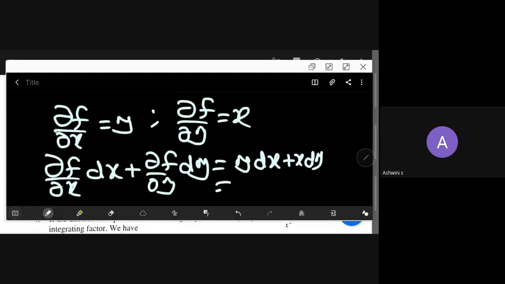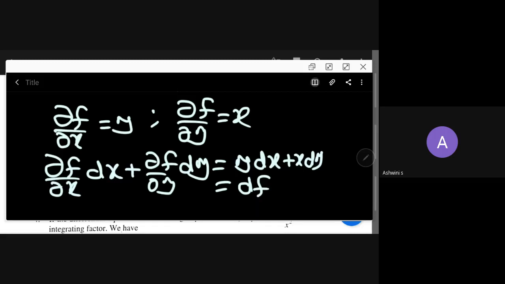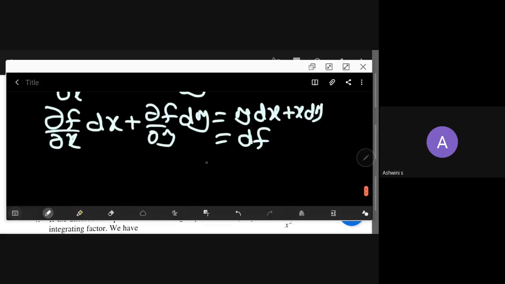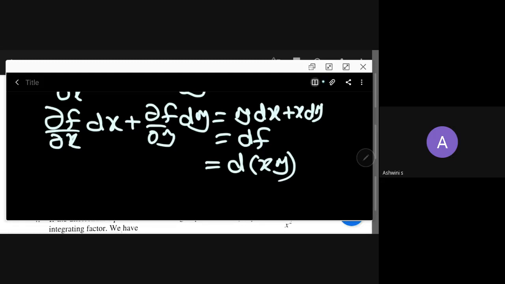So our f of xy, this is df in fact. So it becomes d of xy. The UV rule you can apply. d(uv) is ∂u/∂x into dx plus ∂u/∂y into dy, where u is xy here. That's what it is.